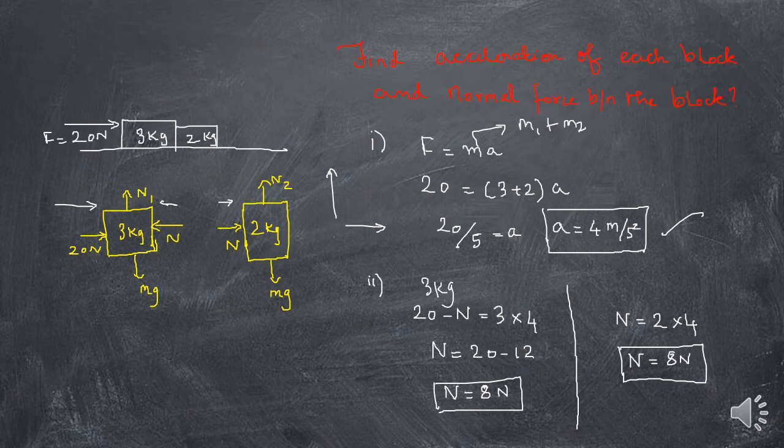With the help of the 3 kg free body diagram, I have written the equation: 20 Newton minus N is equal to ma, F is equal to ma, our formula. The mass is 3 and our acceleration is 4. So N will be equal to 20 minus 12, so your normal force is 8 Newton. Another simple way, with the help of the other block, N is equal to ma. We know M is 2 kg and our acceleration is 4, so it is 8 Newton.